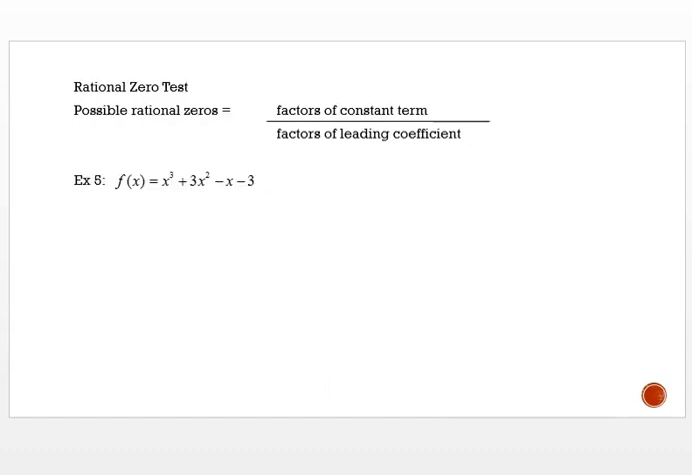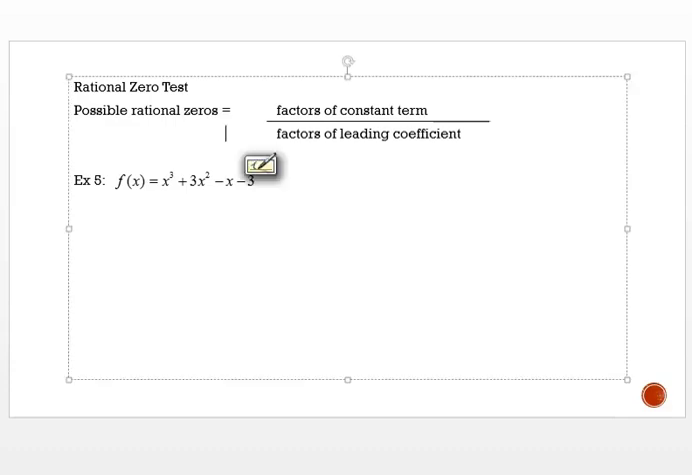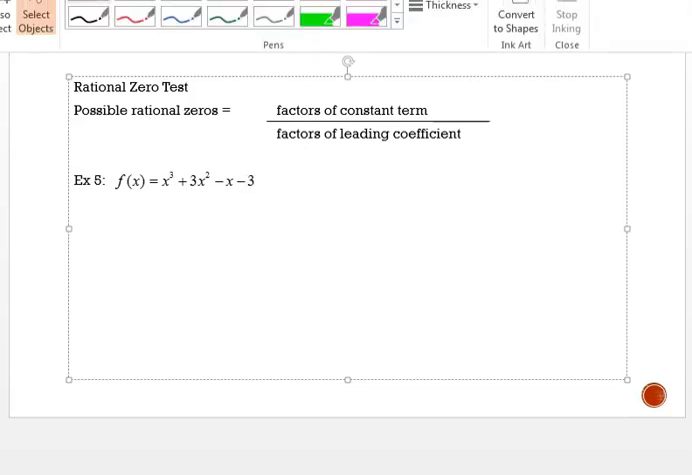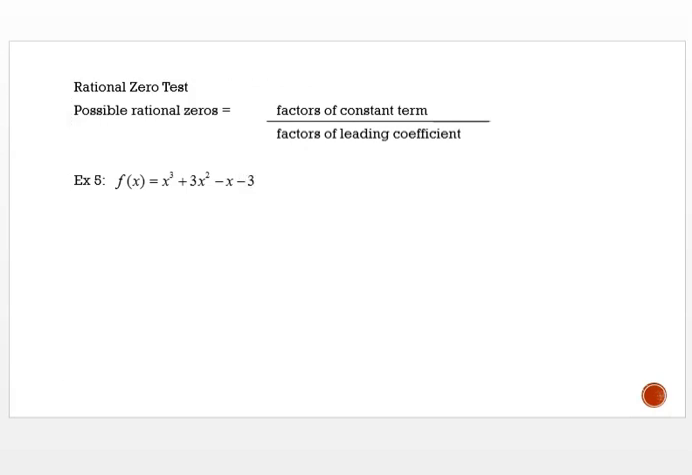All right, last but not least is what we call the rational zero test. So if you're looking at this going, I don't even know where to start. What if they don't give me zeros? How am I supposed to know? There's what's called the rational zero test. So you can know the possible rational zeros by looking at the factors of the constant term. Now the constant term is the last term without an x. Factors of that divided by the factors of the leading coefficient.